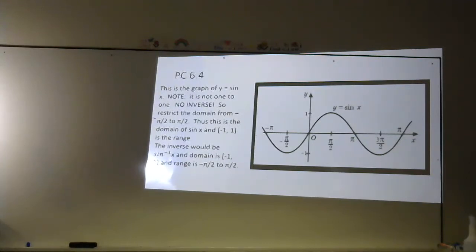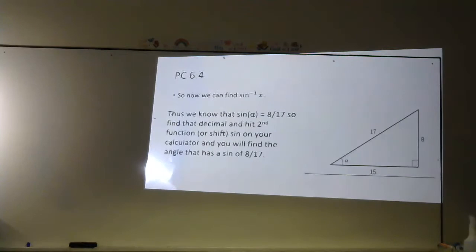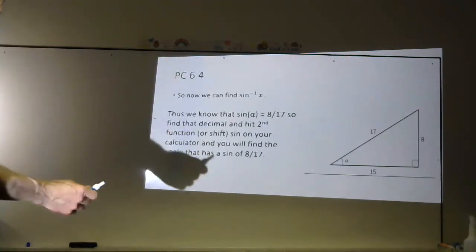Now, we have an inverse sine function. That's the way your calculator is programmed, okay? And your calculator will adhere to those rules. So we can now find sine inverses.